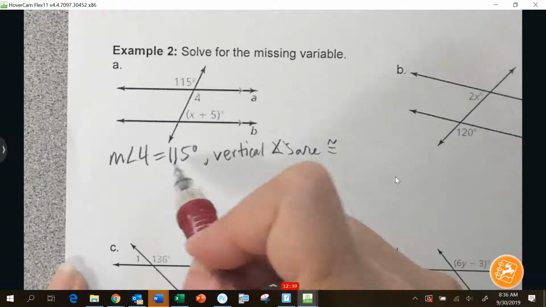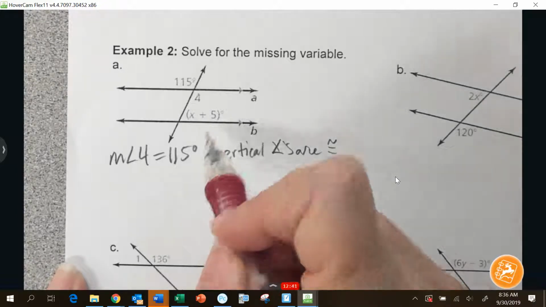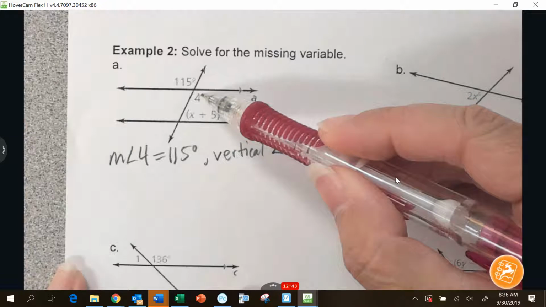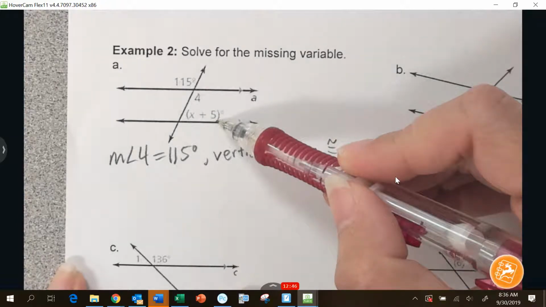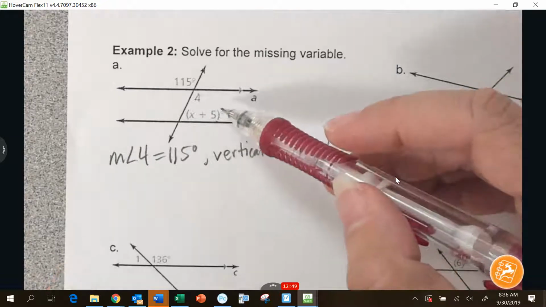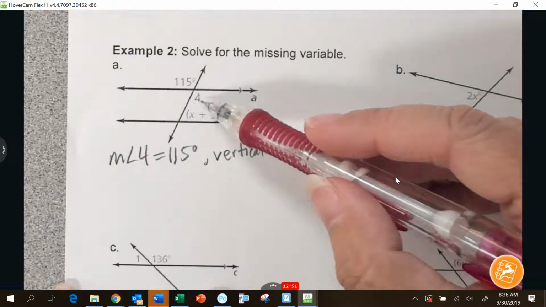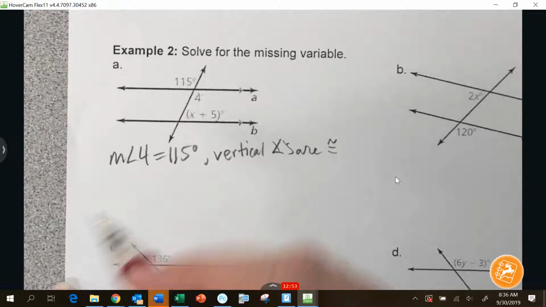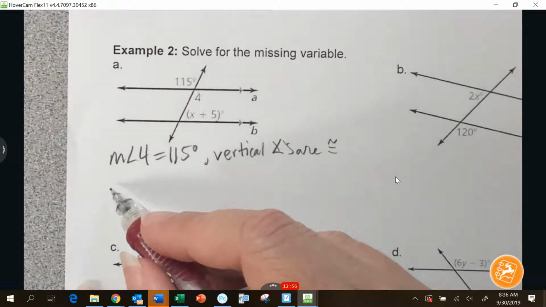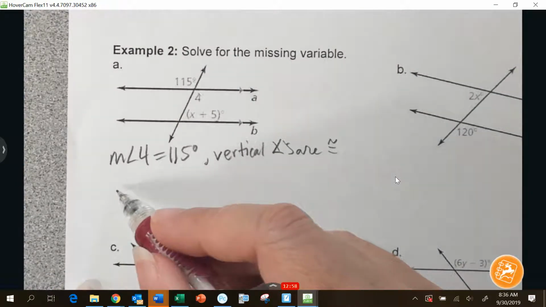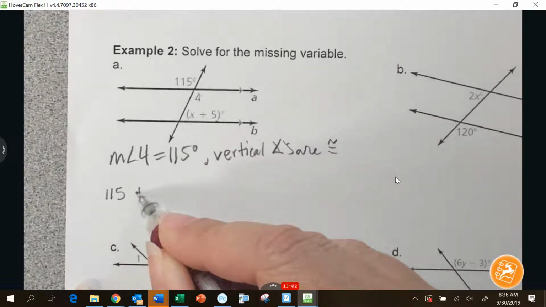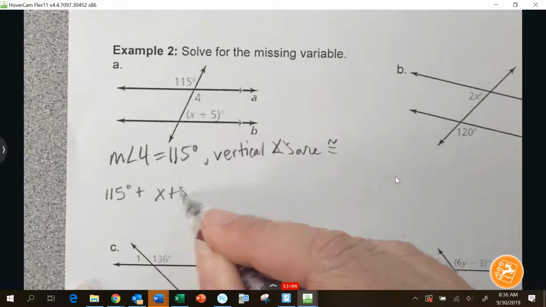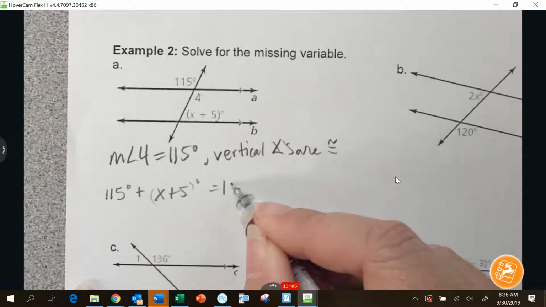Okay, so once we know that measure of angle 4 equals 115 degrees, what can we say about measure of angle 4 and the x plus 5 degrees? Alex? Because they are supplementary. Consecutive interior angles theorem says we can do 115 plus x plus 5 equals 180 degrees.